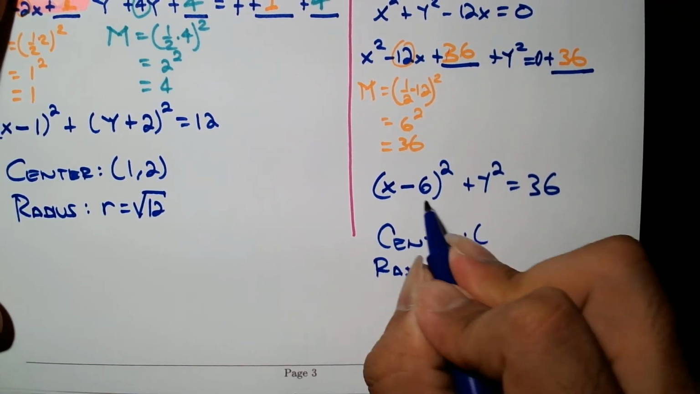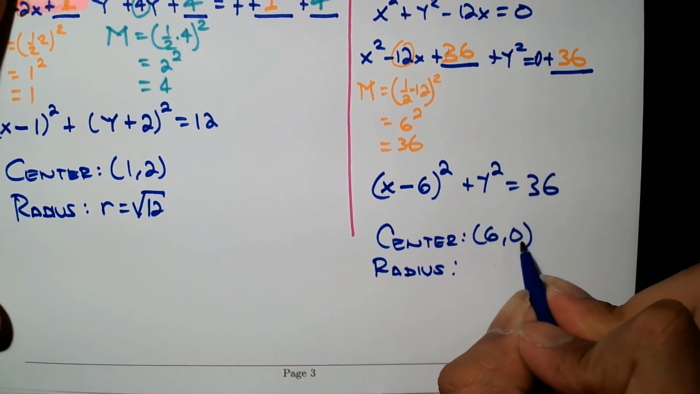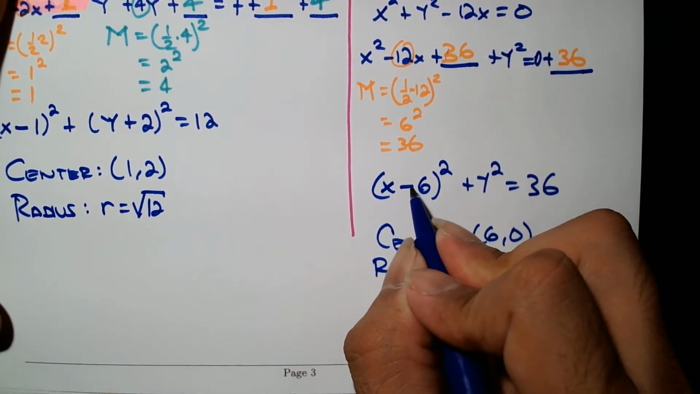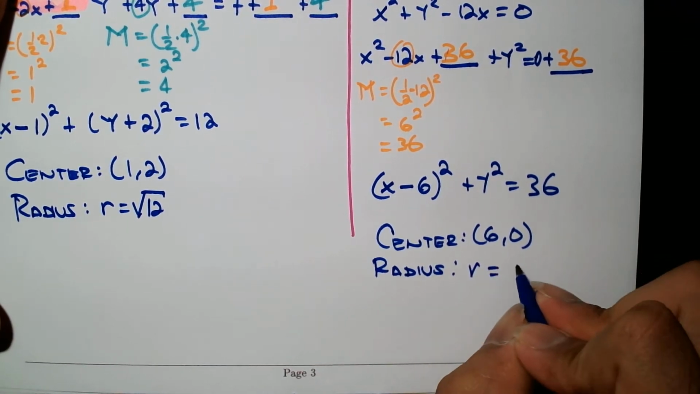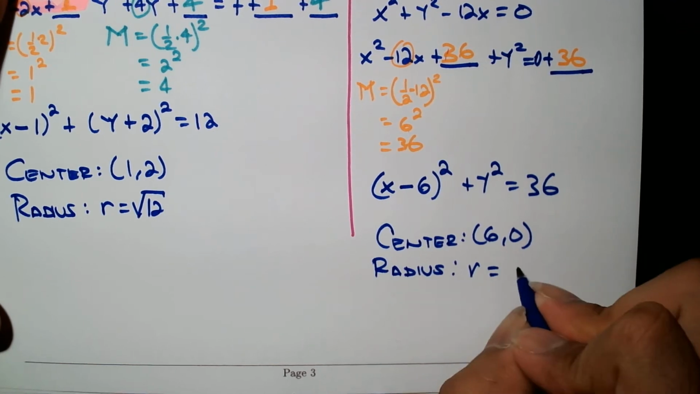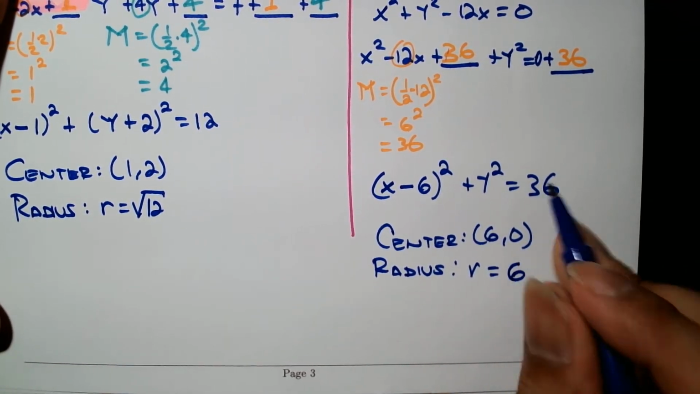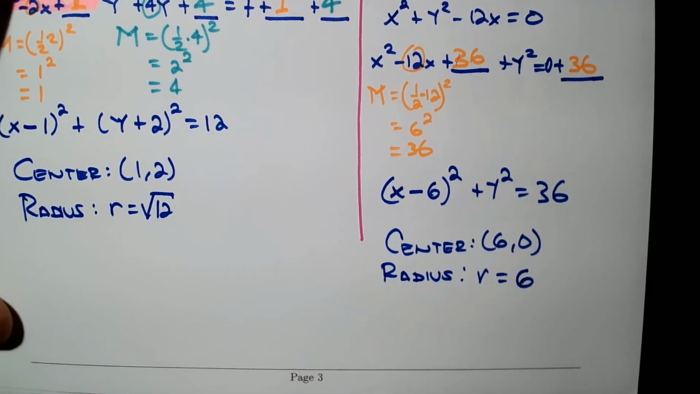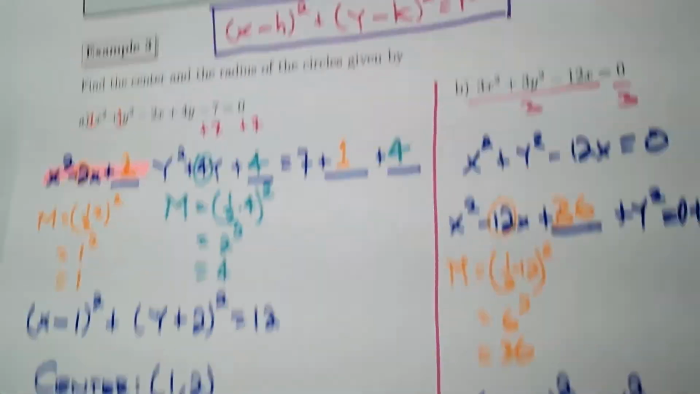So the center will be located at 6 comma 0. Notice there's no number here, it's a 0, and again this number changes sign when we move it. And the radius is going to be the number whose square is the constant term, in this case 6, because 6 squared equals 36. Okay, so let's move on to another example.